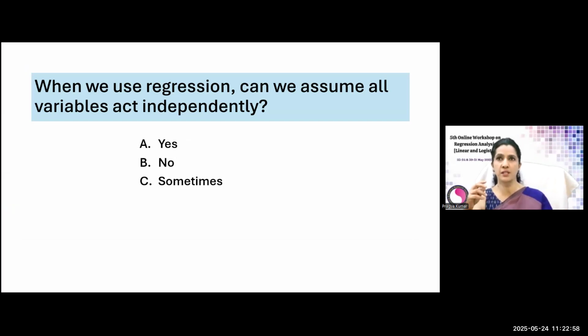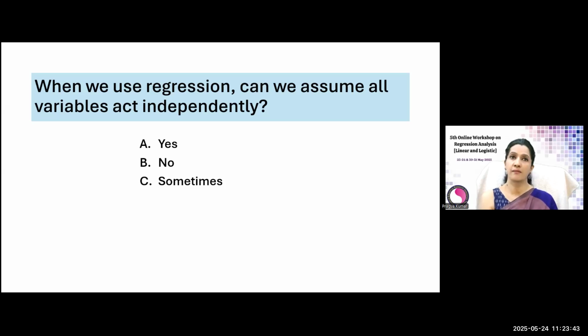So when we use regression, can we assume that all variables act independently? Like if age is there, gender is there, pre-op length of stay is there, comorbidity is there, is each variable acting independently or in combination with the other variables? Naturally, what can you assume? Yes, please answer in the chat box. So the answer will be yes or no. There is a mix of answers between yes and no.